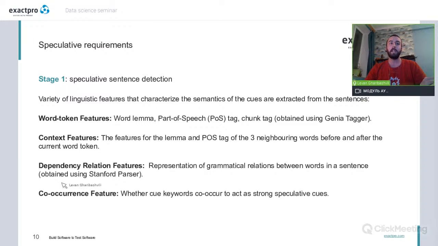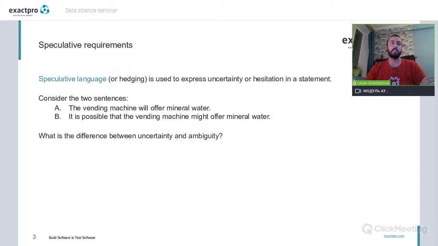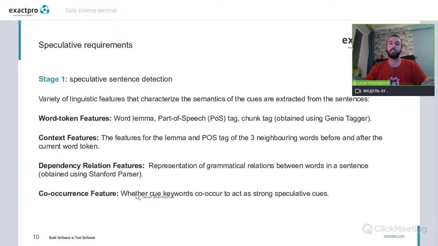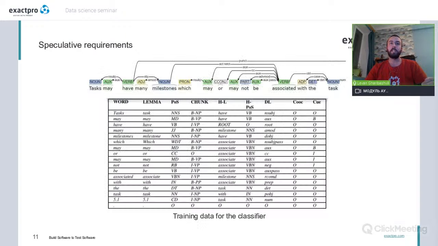And actually, the addition of this feature greatly increased the accuracy of the model. And we also have another feature, the co-occurrence feature. When we have some cues and they appear together, they act as a stronger cue. We had that in this first slide here: "possible" and "might." When these two appear together, we can be more sure that they convey uncertainty. So they also use this as a feature, which will be marked true if they are co-occurring. And this is the whole training data for the classifier. We have all the features, and our target variable is the cues that we are trying to find.